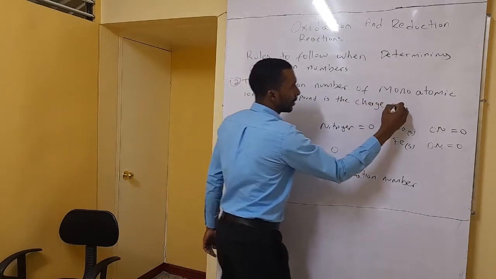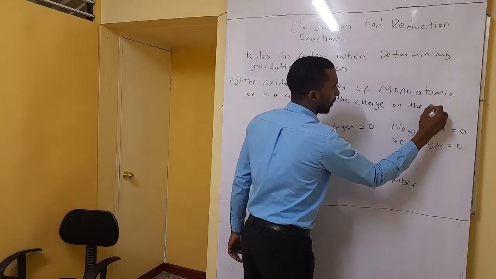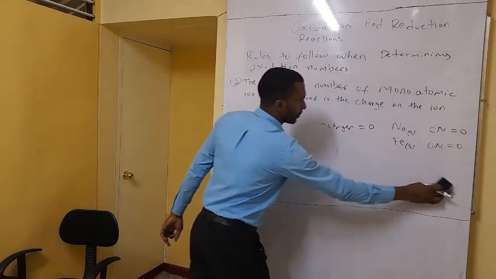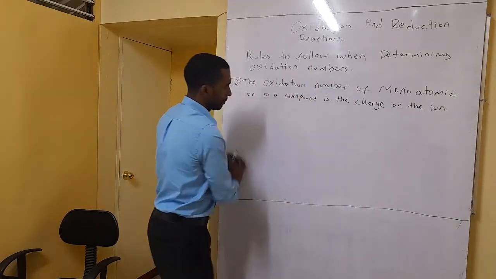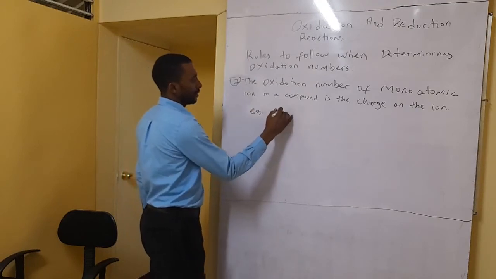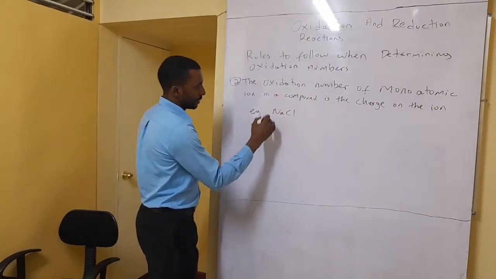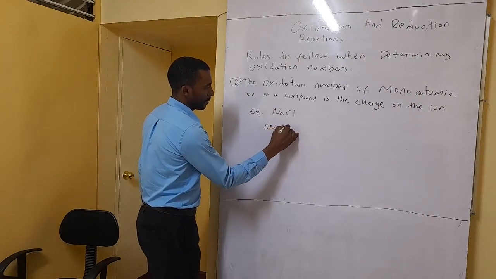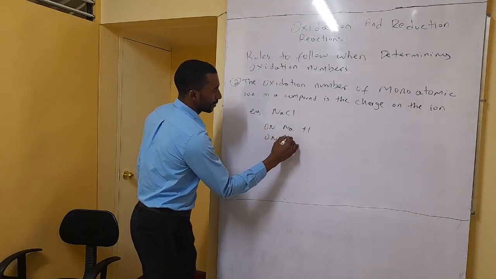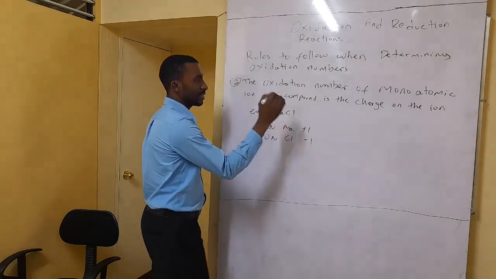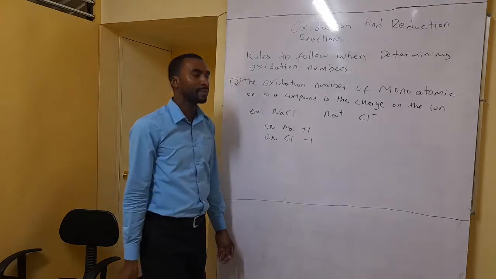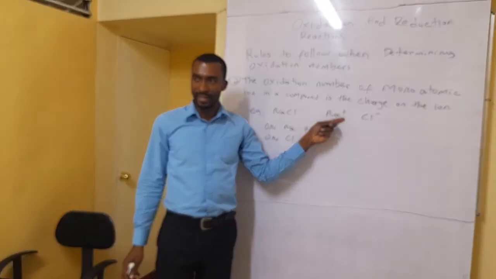The charge and the ion. Example: you have sodium chloride, right? The oxidation number of sodium is +1, and chlorine is -1, because the charges on the ions would have been Na+ and Cl-. Alright? And do you remember how we get these charges?